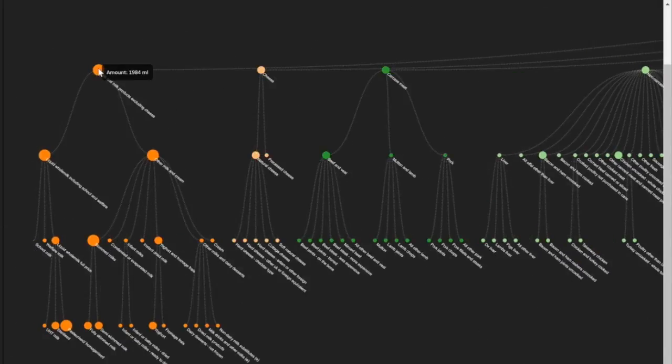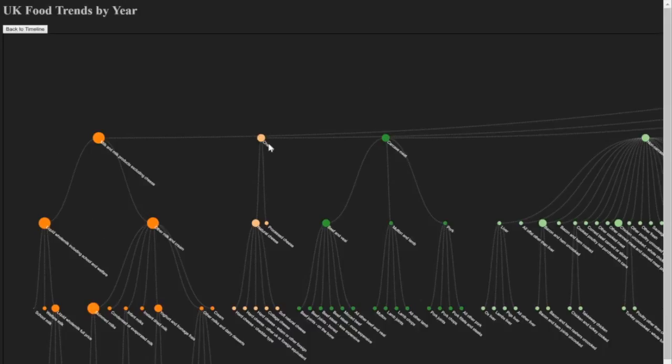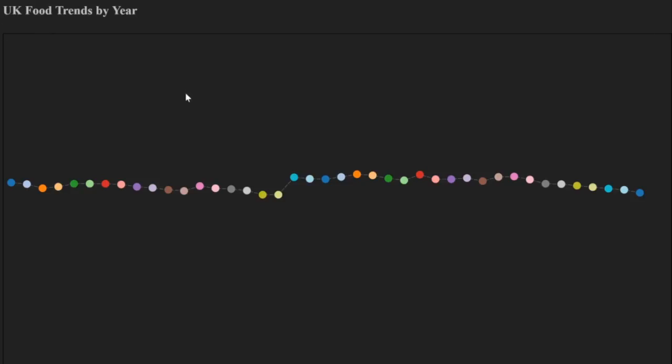Hovering over the circles in the tree graph displays the amount consumed of that specific food. The radius of the circles are the amount of that food that was consumed. Clicking on the Back to Timeline button allows the user to click on another year.